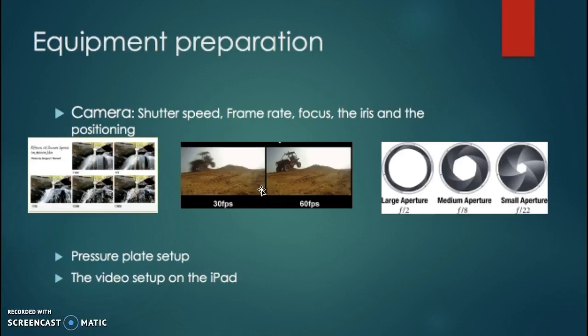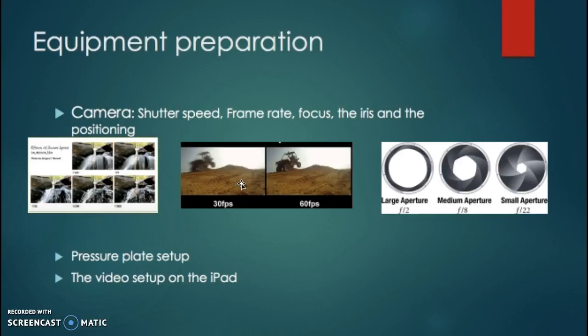Another factor with the camera is the frame rate. In this photo, if you have a low frame rate, this photo is on 30 FPS, which means frames per second. Basically, the higher the frame rate is, the smoother your camera is going to be able to capture that footage and make it easier to look at. So again, it can help you get a lot more accurate readings depending on the frame rate.